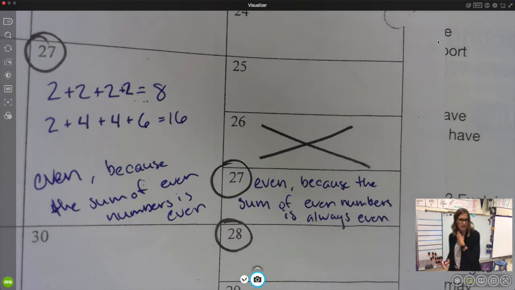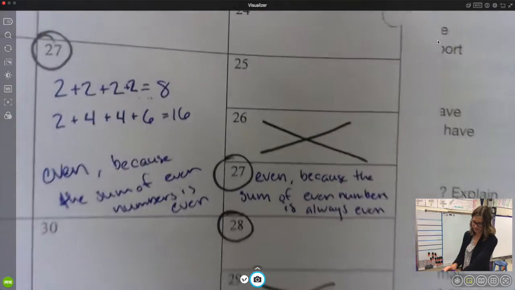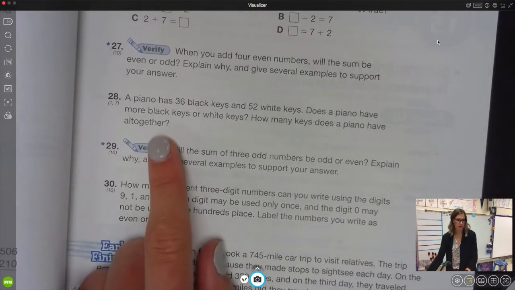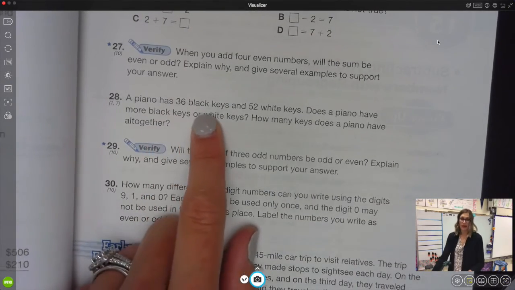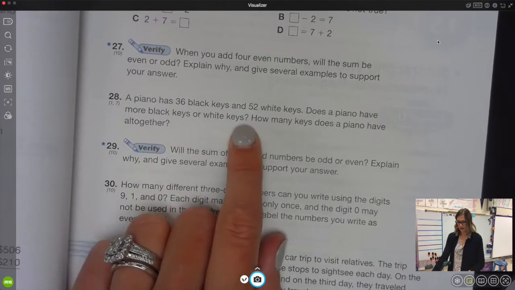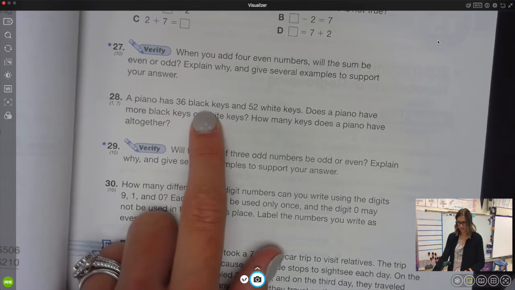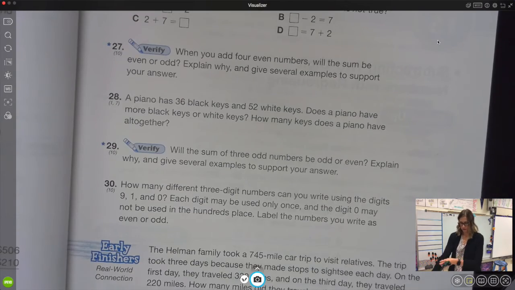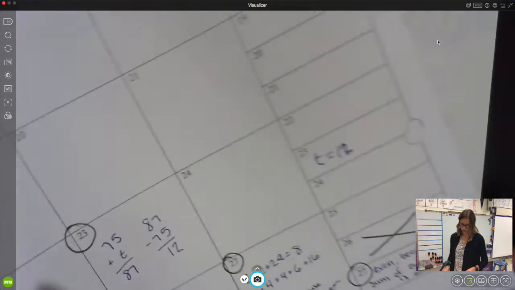Awesome, let's go on to our last problem for today, number 28. If you're still not done, pause it right here. Number 28 says, a piano has 36 black keys and 52 white keys. Does a piano have more black keys or white keys? Well, it's got 36 black keys, 52 white keys. So which is more, 36 or 52? 52, so has more white keys.